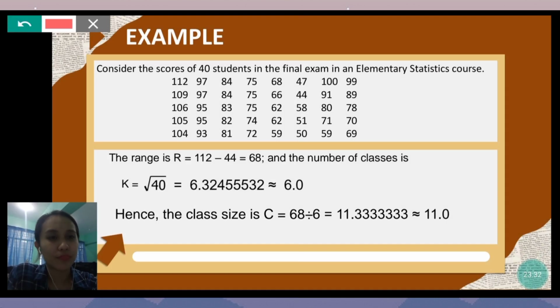So that's 112 subtracted by the lowest value, 44. If you are asking where we got 112 and 44, just simply look at the given data above. Okay, so this is the highest, 112. The lowest score is here, so that's 44.